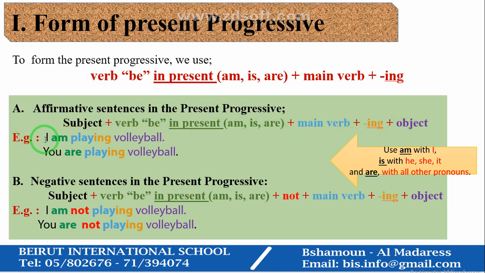You're going to have I as the subject, the pronoun I, and then am as verb be in present, the auxiliary am, and then playing, play is the main verb and ing, and then the object, which is volleyball.